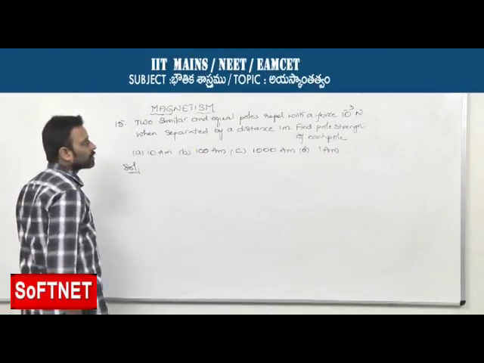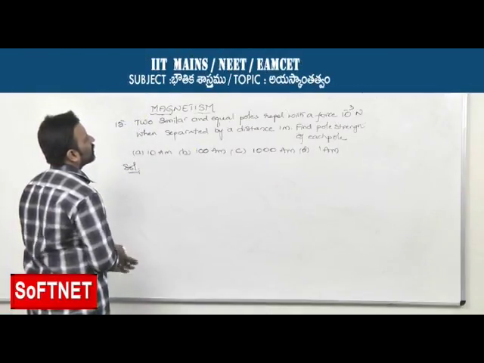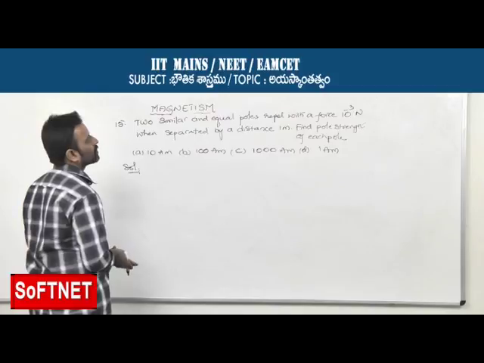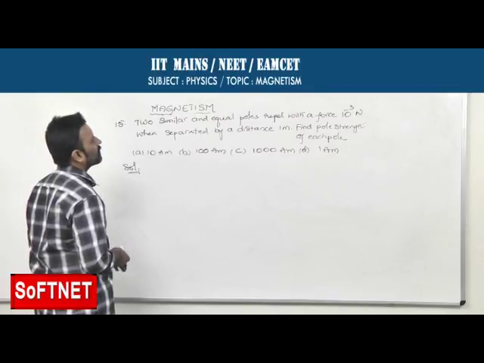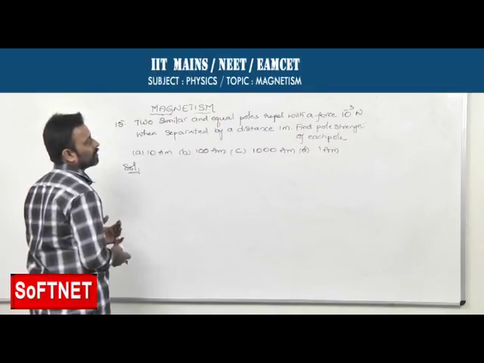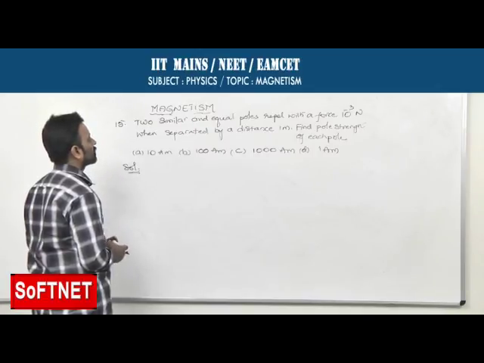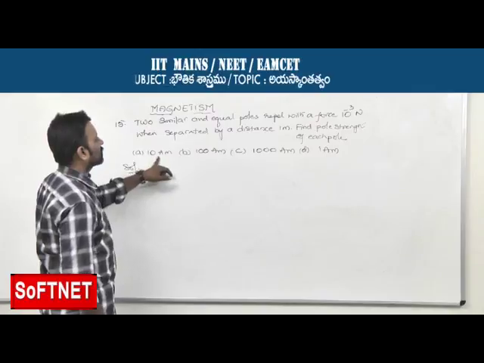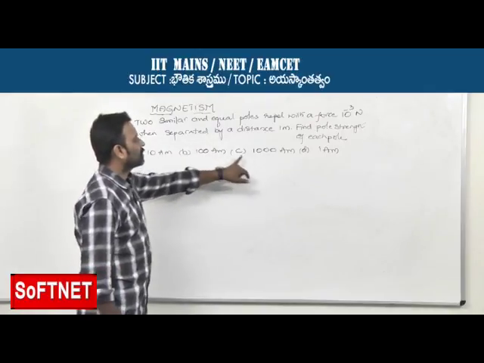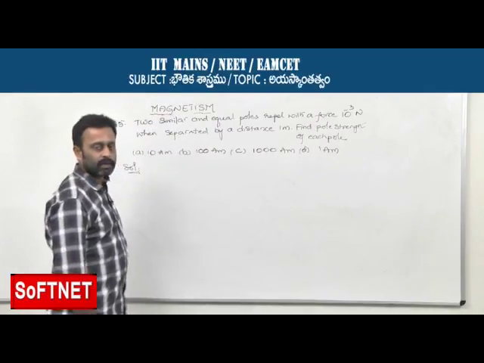Next, 15th one. Two similar and equal poles repel with a force of 10 power minus 3 newtons when separated by a distance of 1 meter. You are asked to calculate the pole strength of each pole. The options are 10 ampere meter, 100 ampere meter, 1000 ampere meter and 1 ampere meter.